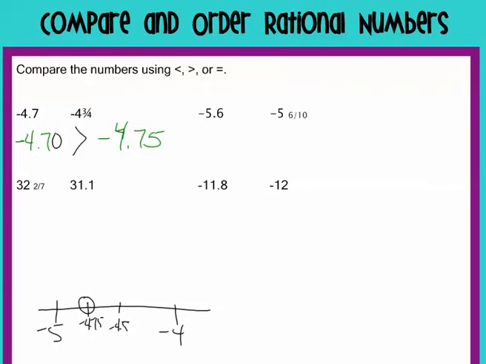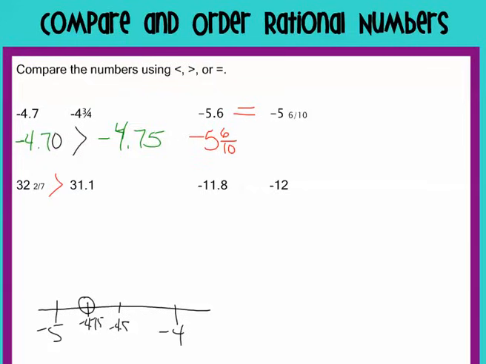In the next example, we have negative 5 6/10 compared to negative 5 6/10. If you're saying that decimal with place value, you see that those two are actually equal to one another. If you think about negative 5.6 as a fraction, that's exactly what it looks like. So no big conversions necessary there if you're saying the decimal with place value. In the third example, we have 32 2/7 compared to 31 1/10. We can just look at the whole number since they're both on the positive side. We know 31 1/10 is going to be a little bit smaller than 32 2/7.